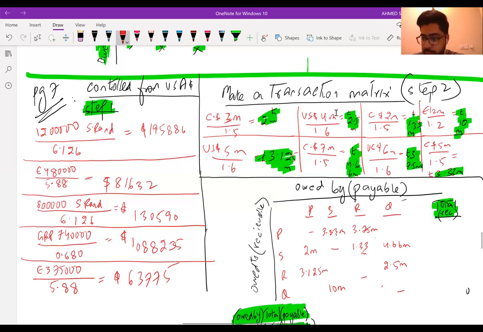You need to total horizontally and vertically. So the total of 3.33 plus 3.75 is 7.08 million. Then 8 million, 5.625 million, 10 million. This is the total of all receivables. Total in this manner also: 5.125 million, S is 13.33 million, then 5.08 million, and then 4.66 plus 2.5, 7.16 million. Okay.